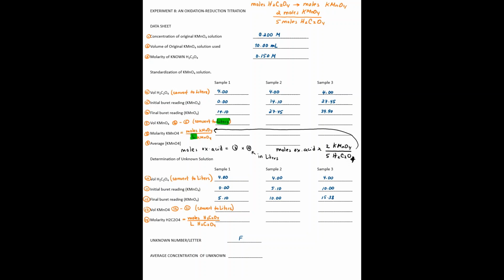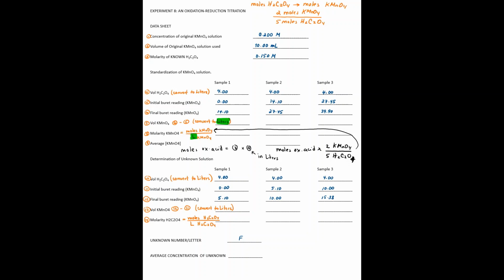Now the volume of potassium permanganate, that's what you have in number 7. You're calculating how much potassium permanganate you're using in your titration. So that volume that you have in number 7 in liters, you see how I'm highlighting in green, liters.